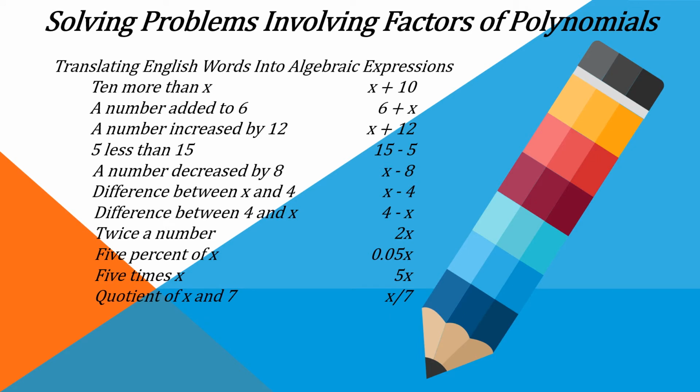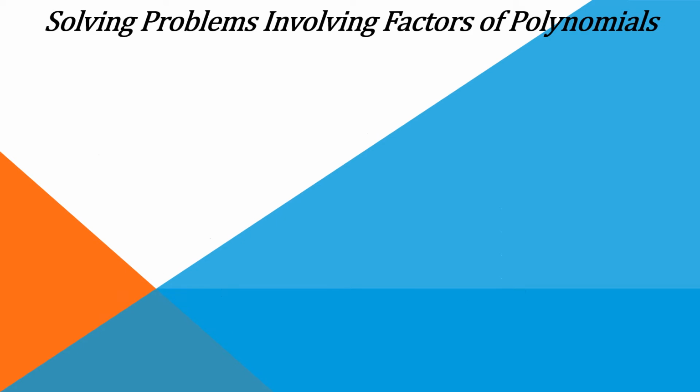Quotient of x and 7. It is very simple: quotient is division, so therefore x divided by 7. Quotient of 7 and x: in reverse, it means 7 divided by x. Now, I will give you more examples in translating words into algebraic expressions.